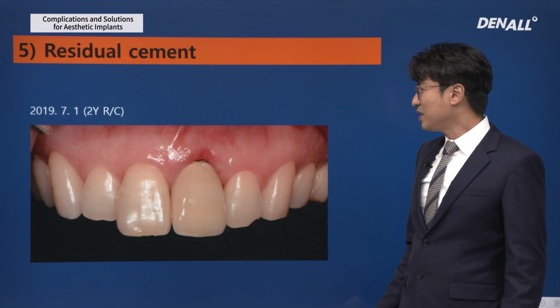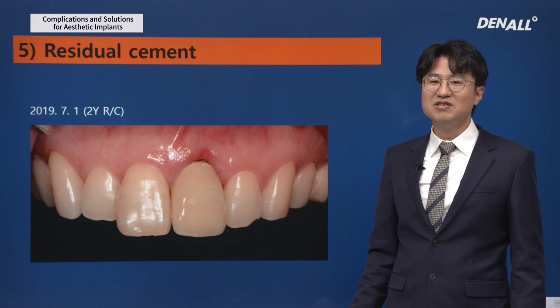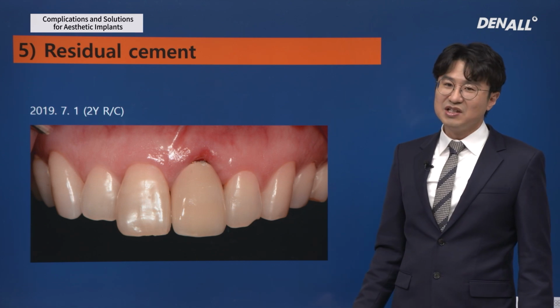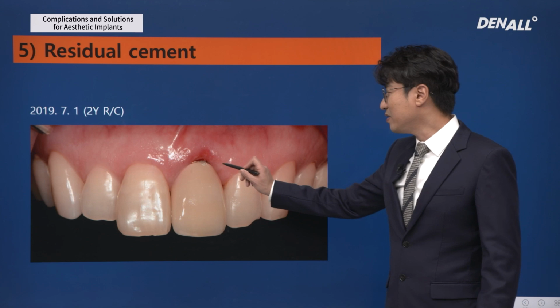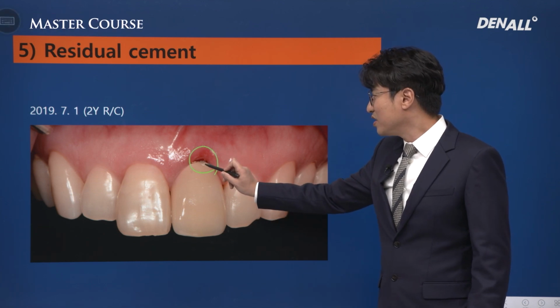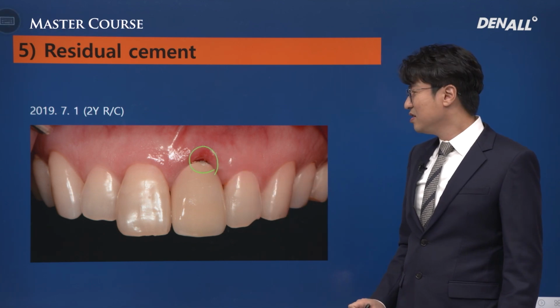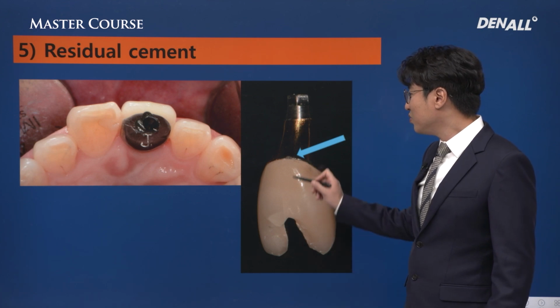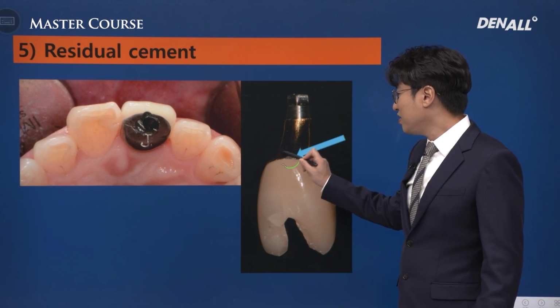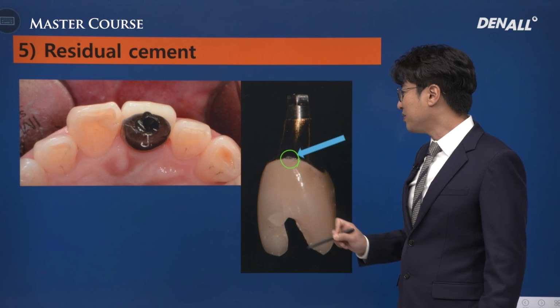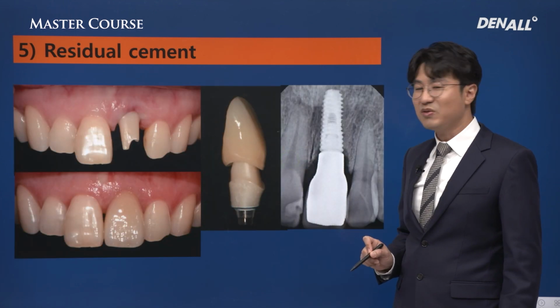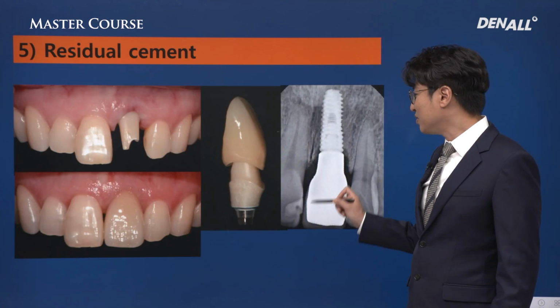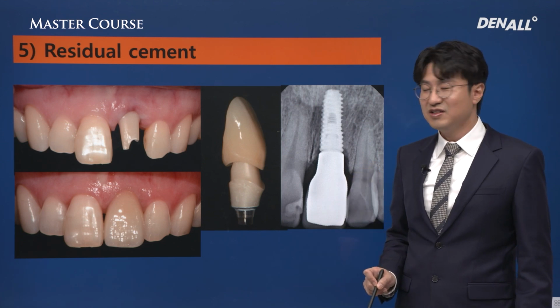A regrettable case: 2 years after restoration, gingival recession and inflammation developed. You can see the residual cement here. I don't know exactly what the cause was, but all I could see was the cement. The prosthesis was removed. It was remade with a tie link abutment.